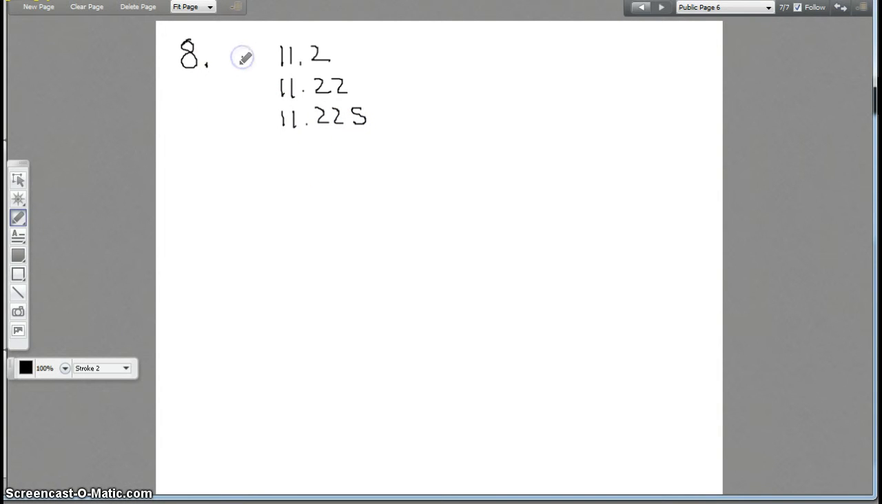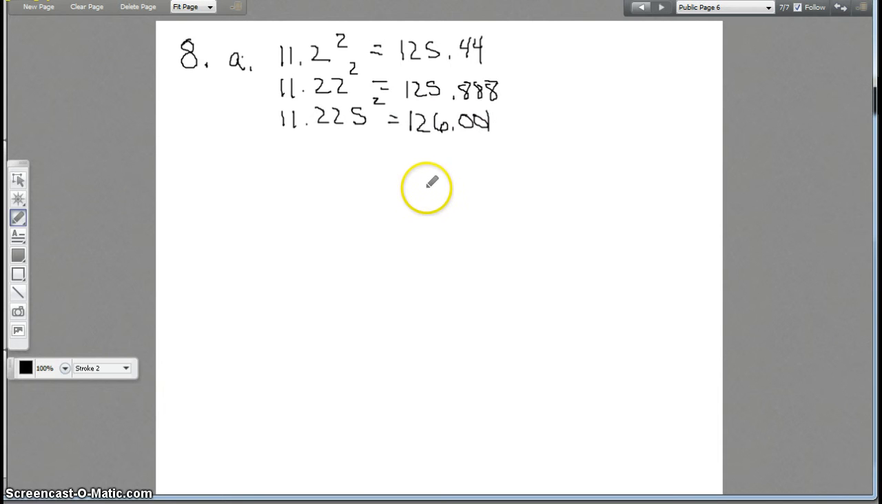For part A, it says square each of the numbers. So I'm just going to write squared for each of these numbers. So 11.2, when we square it, is 125.44. 11.22, when we square it, is 125.888. 11.225, when we square it, is 126.001. These are all things that you type into your calculator.